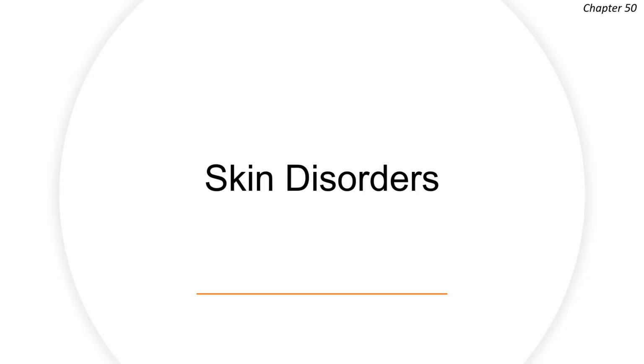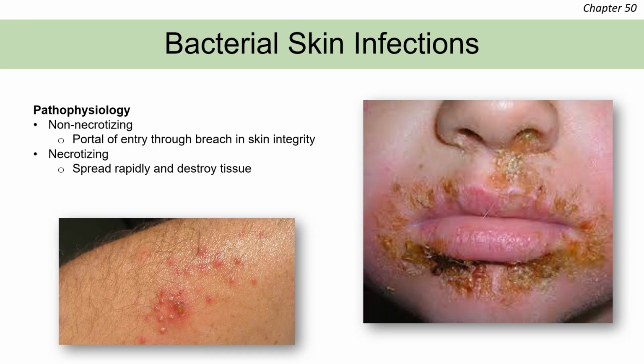Now let's talk about skin disorders. So first up is bacterial skin infections. So there are two main groups, non-necrotizing and necrotizing. So necrotizing spreads quickly and it destroys tissue, and it can be potentially life-threatening, especially in the older adult.